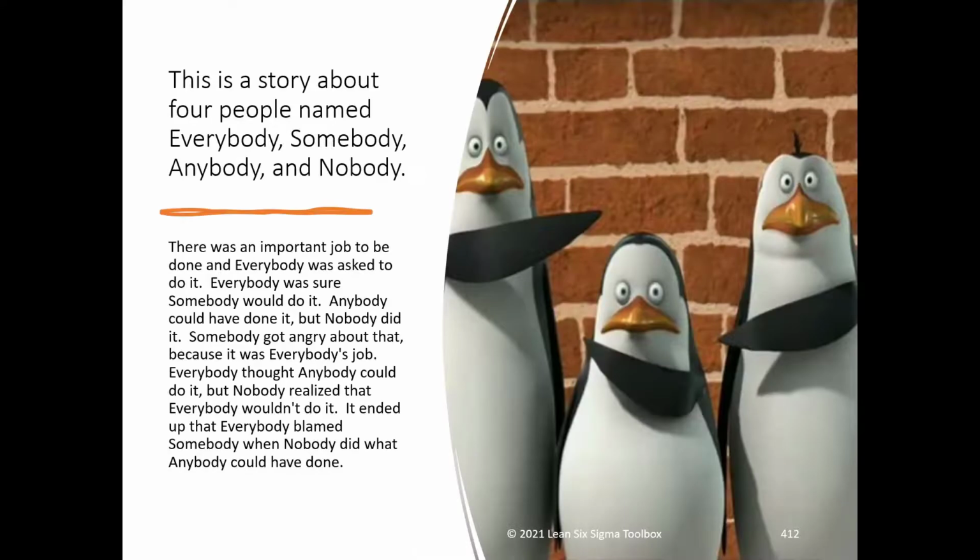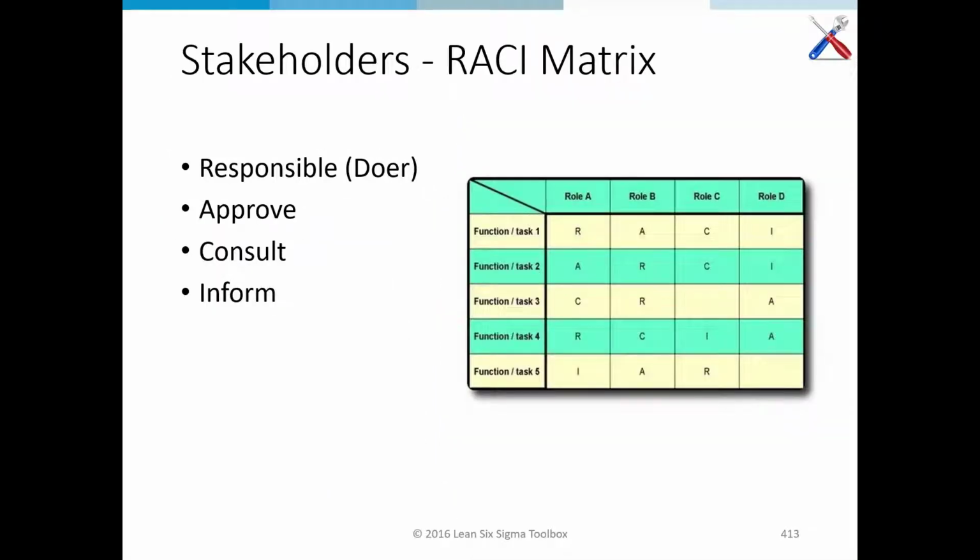Let me tell you a little story here. There was an important job to be done, and everybody was asked to do it. Everybody was sure somebody would do it. Anybody could have done it, but nobody did it. Somebody got angry about that because it was everybody's job. Everybody thought anybody could do it, but nobody realized that everybody wouldn't do it. It ended up that everybody blamed somebody when nobody did what anyone could have done. Does that sound a little familiar? If so, we have a solution.